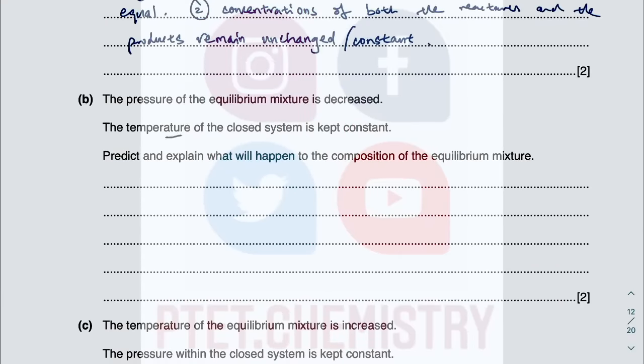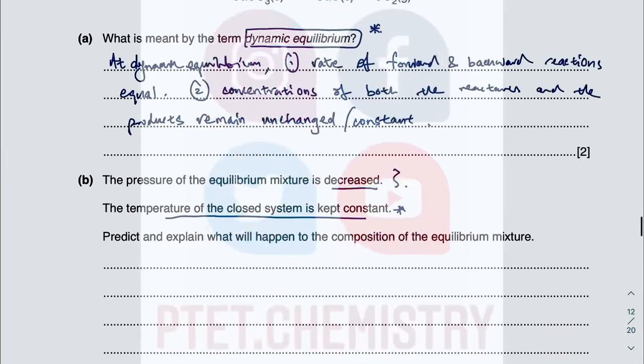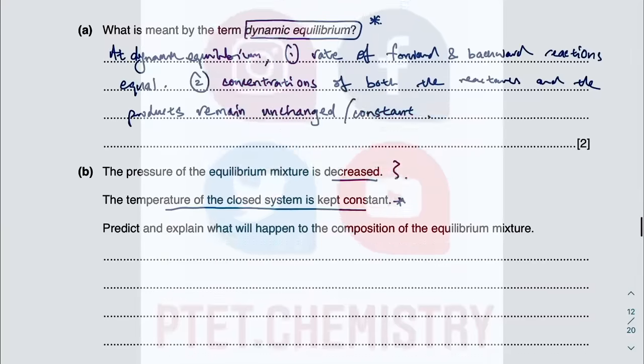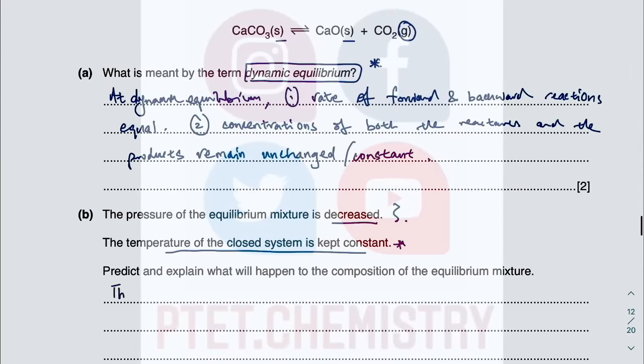Now they say that you keep the temperature constant, so there is no change in temperature. This is your change, and the pressure is decreased. Pressure affects reactions involving gases. This is the only gas in this reaction because these are solid, okay? So you need to total up the number of moles of gas. There is 1 mole of gas on the right hand side of the equation, and no gases on the left.